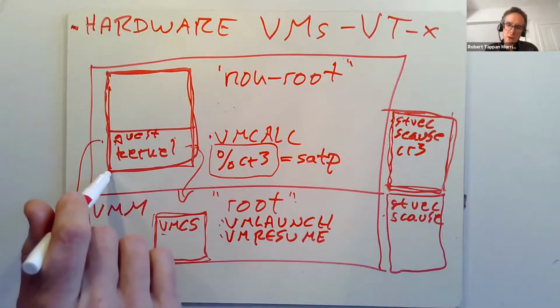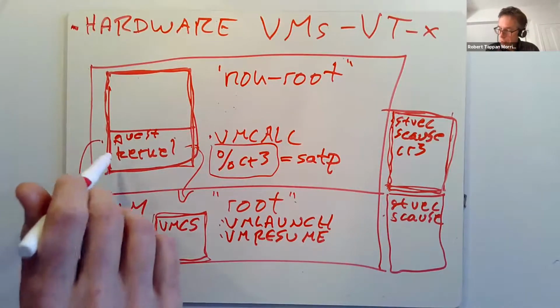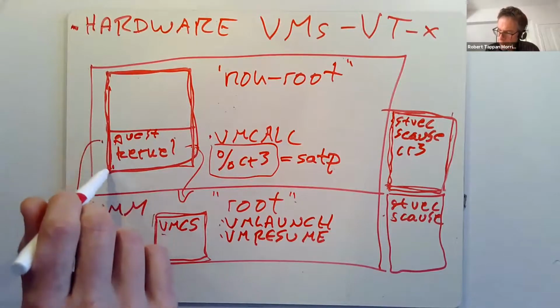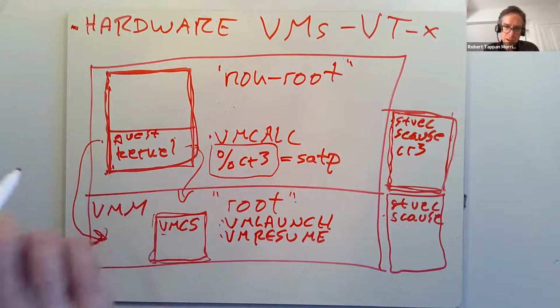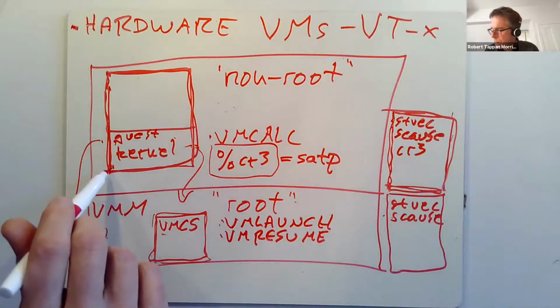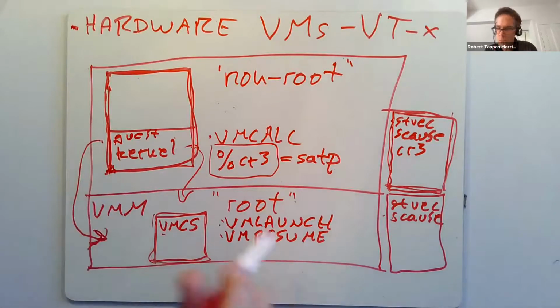Which is fantastic, right? Because now the guest kernel can load a page table without trapping to the VMM. But we know that we can't just let the guest kernel put anything it likes in its page table, because that would allow it to read and write arbitrary memory.